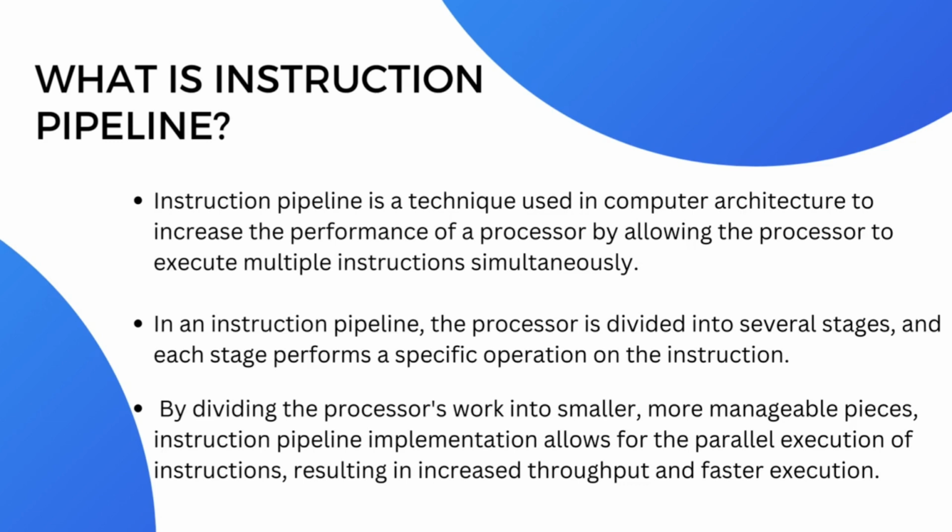In an instruction pipeline, the processor is divided into several stages, and each stage performs a specific operation on the instruction. So, we have five stages: fetch stage, decode stage, execute stage, memory stage, and write back stage, which we'll be discussing in the later part. By dividing the processor's work into smaller, more manageable pieces, instruction pipeline implementation allows for the parallel execution of instructions, resulting in increased throughput and faster execution.